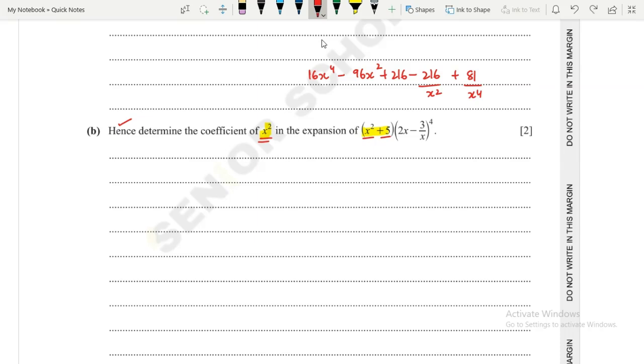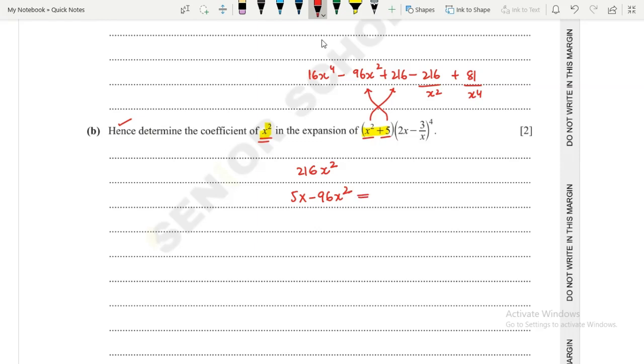So first of all we have this x squared, so this means we have to multiply it with a constant so that we get a term with x squared. So it becomes 216x squared. And then we also have to multiply this 5 with a term so that we get x squared. So it will be this minus 96, so it becomes 5 into minus 96x squared.